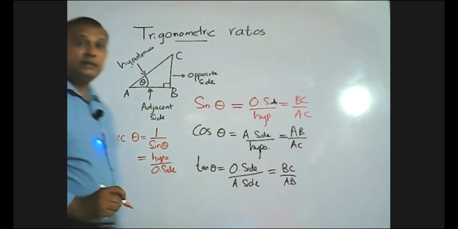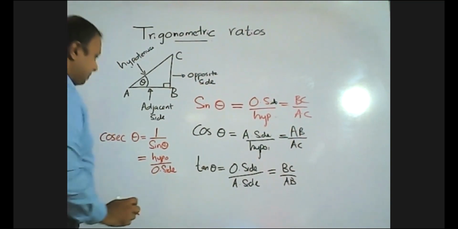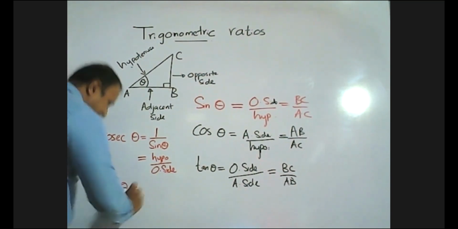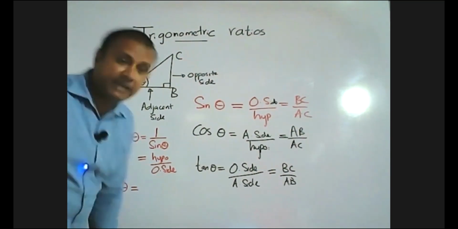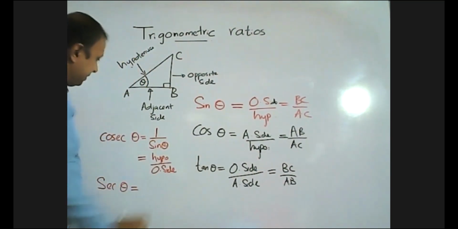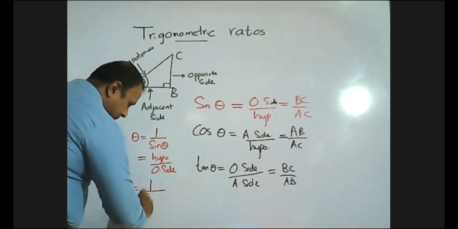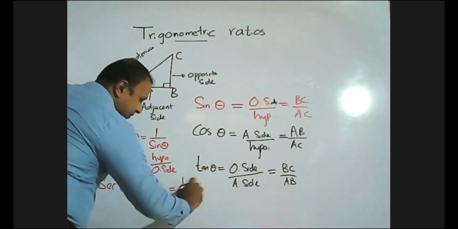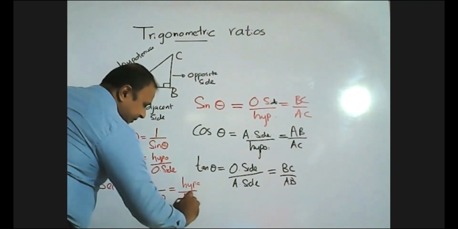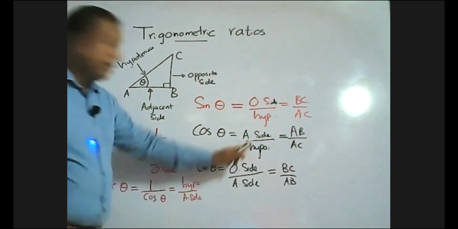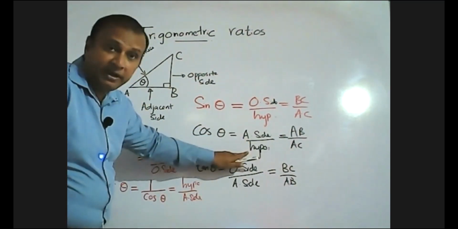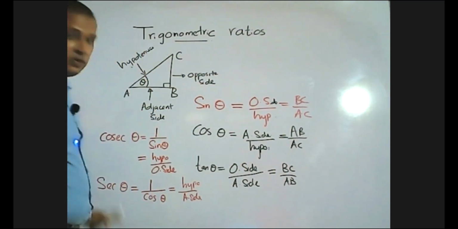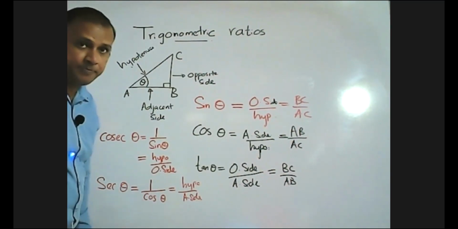Then the next one, sec theta. Sec theta is the reciprocal of cos theta. Cos theta is equal to adjacent side over hypotenuse, so the reciprocal is equal to hypotenuse over adjacent side. So that is equal to sec theta.